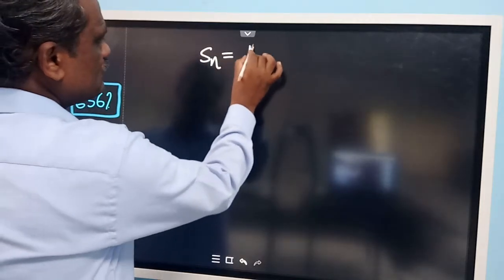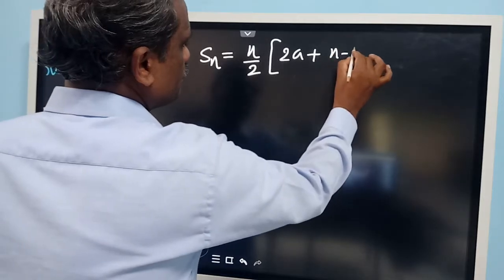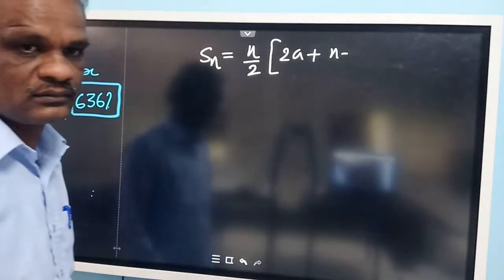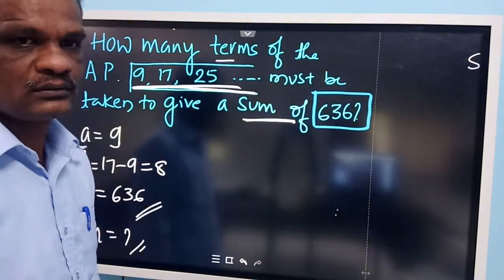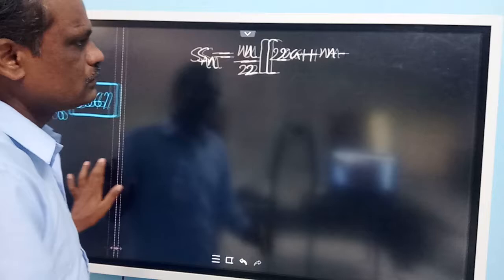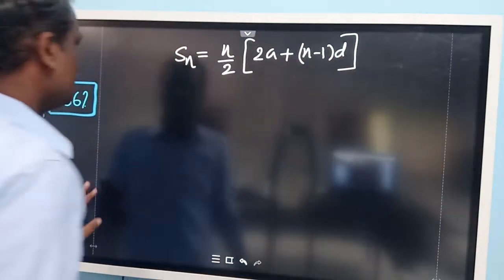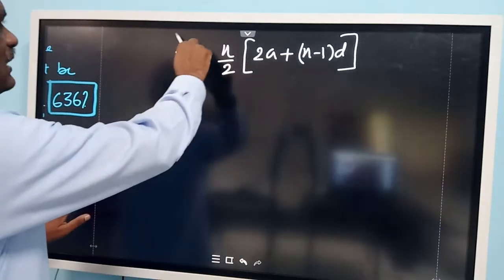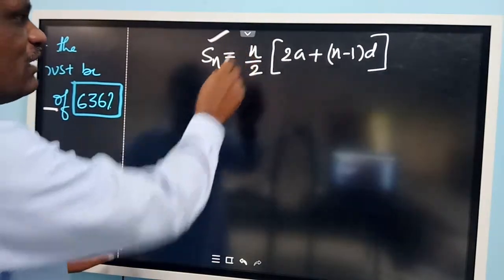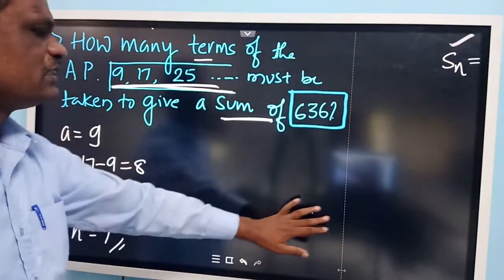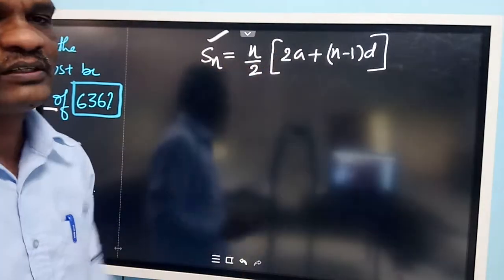Sn is equal to n by 2 into 2a plus (n minus 1) d, or n by 2 into a plus l. Last term, do you know? So you can use this formula. See what are the things you know here. Sn is given, the sum of n terms 636 is given, and n value we have to calculate. a value is given, then d value you know. So only one variable is missing in this formula, you can use it here.